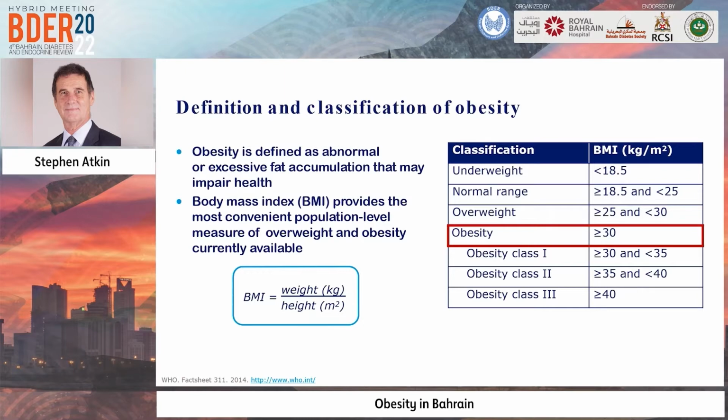However, you have to look carefully at the individual that you're applying this to. So, for example, the English rugby team have a body mass index well over 30, but one wouldn't want to call them fat in any way, shape or form.